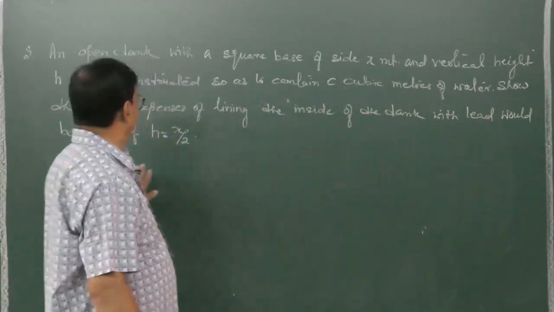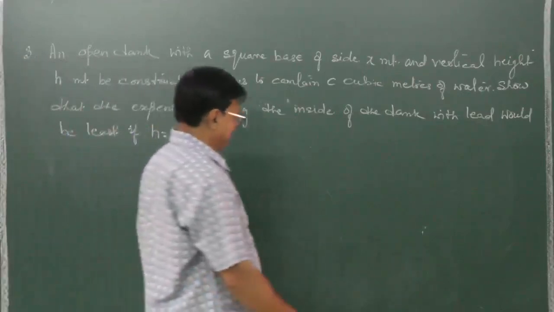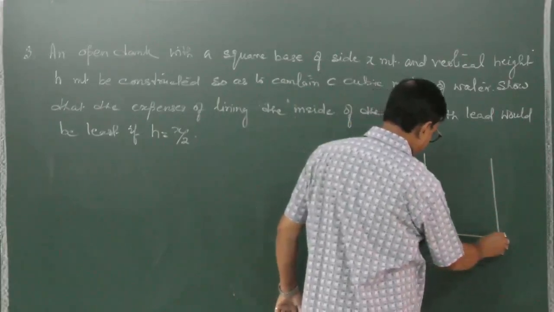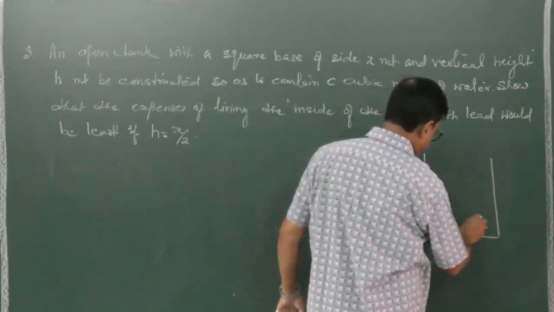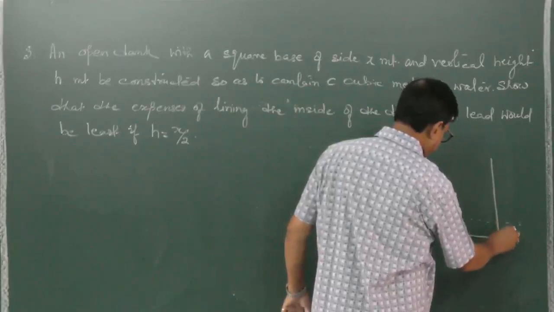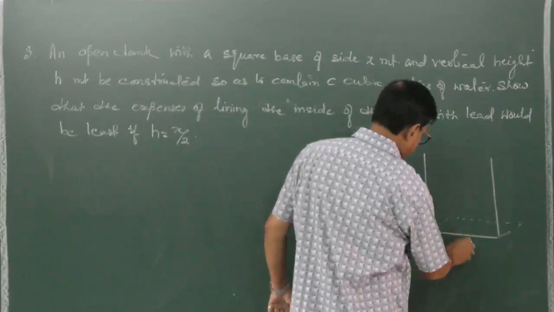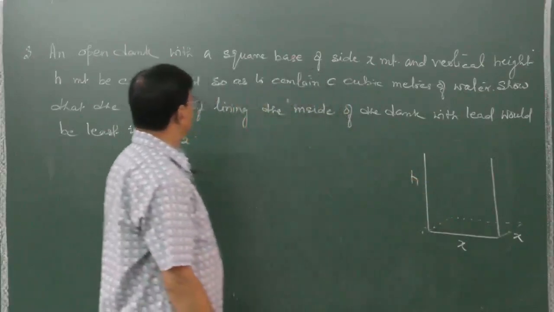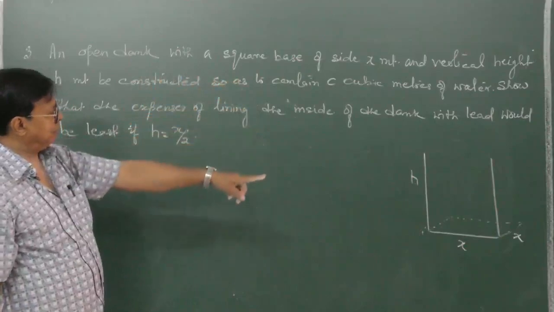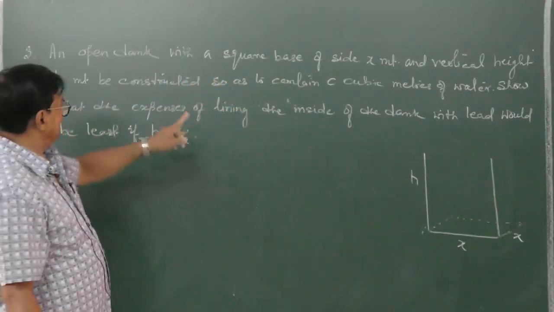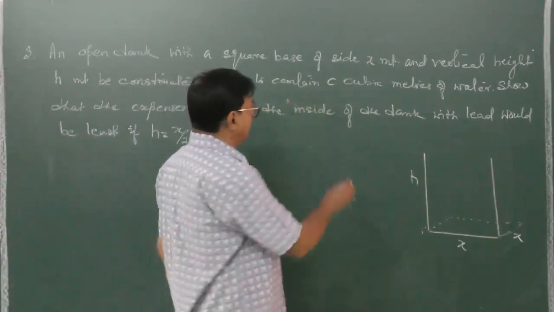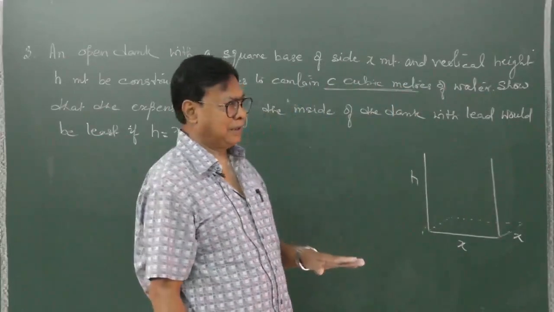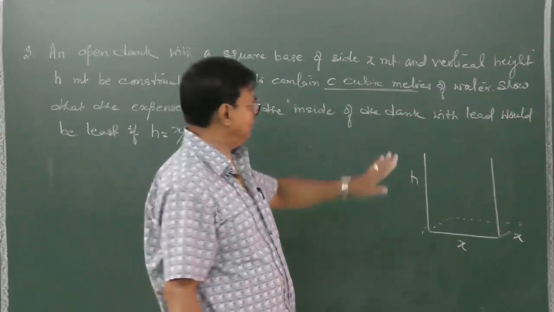Well, this one, it says an open tank with a square base. So tank with a square base. So this is X, this is X, the width, with height H. So a tank with a square base of side X meters and vertical height H meter is to be constructed so as to contain C cubic meters of water. So C cubic meters of water is the volume of water contained in the tank. What is given is to be taken as a constant. So C is a constant.